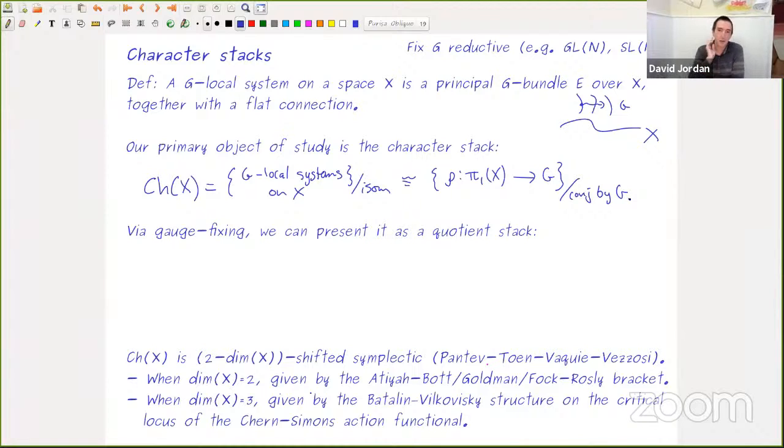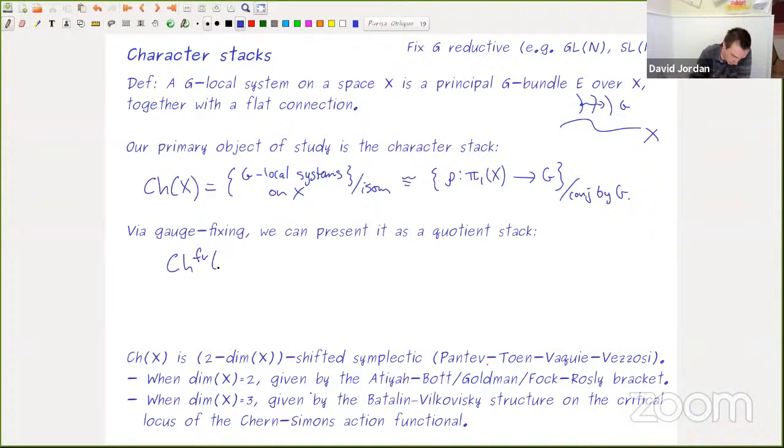Okay. And the reason I say character stack here is that when we quotient by isomorphisms, there really are automorphisms on some points. And so it's going to be important to treat this as a stack. But the nice thing is that it's a very easy type of stack, which is a quotient stack. It's a quotient of an affine variety by an algebraic group.